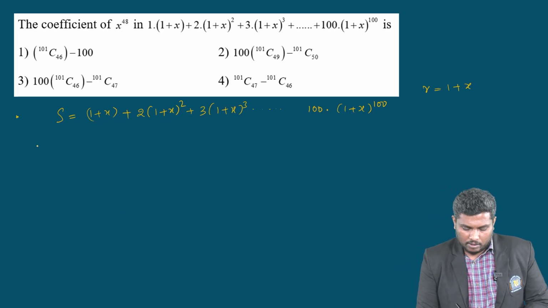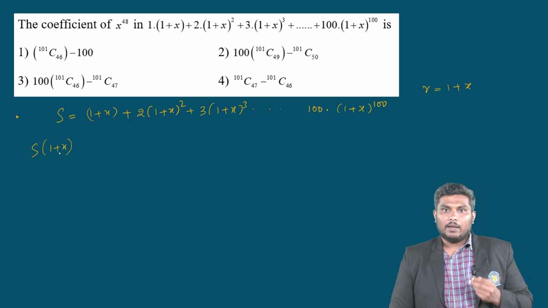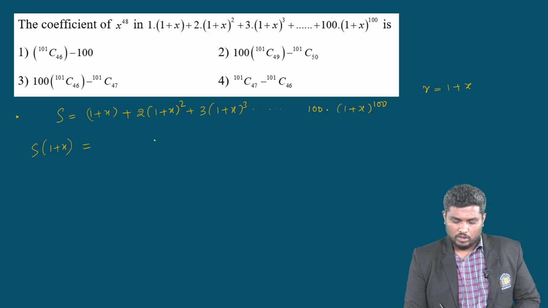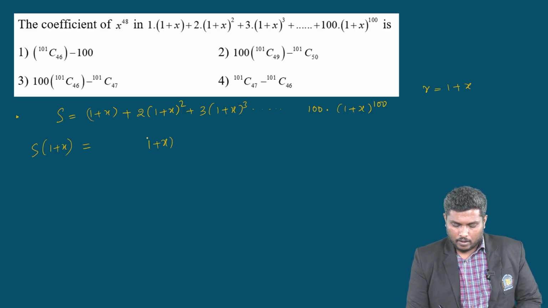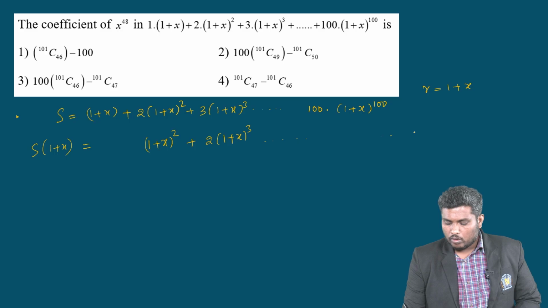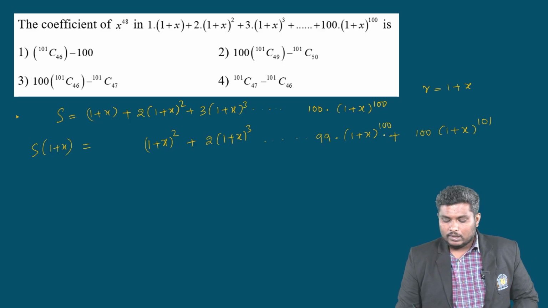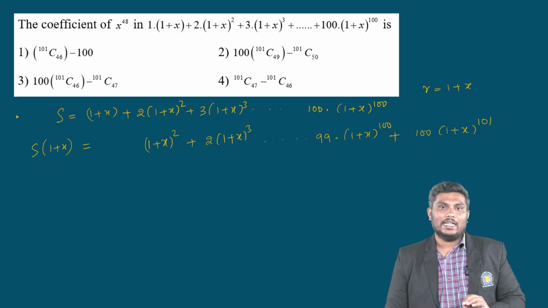So I'm going to multiply S with 1 plus x, which is r. Then I'm going to write the sequence of the terms and subtract. So this is going to be (1 plus x) whole square plus 2 into (1 plus x) whole cube and so on, up to 99 into (1 plus x) whole power 100, and then 100 into (1 plus x) whole power 101. This is the standard procedure for an AGP summation.